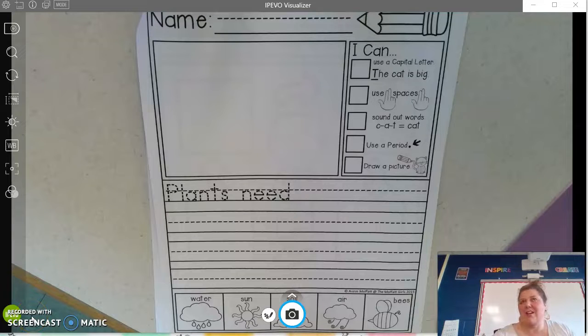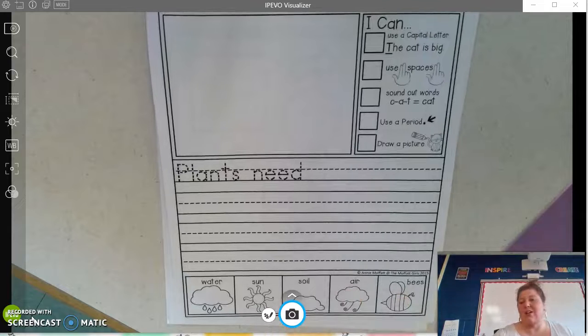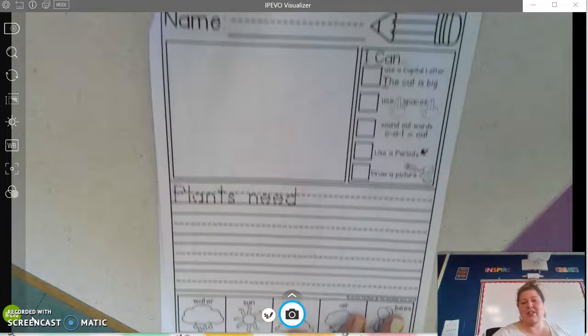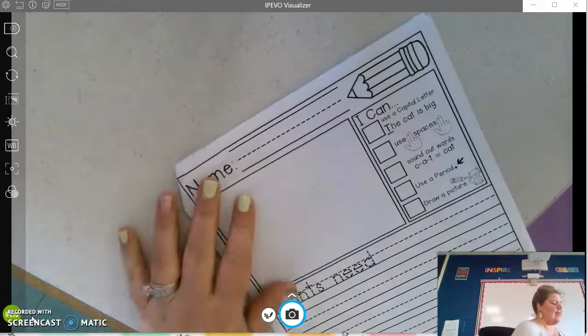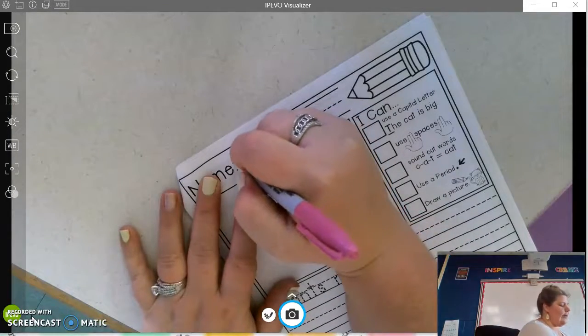Today, during our class meeting, we talked about some things that plants need. So today, we're going to practice writing about some things that plants need. We have this page in our packet this week. We're going to start by writing our name at the top. And remember, there's only one capital letter in our name, and it is the very first letter.